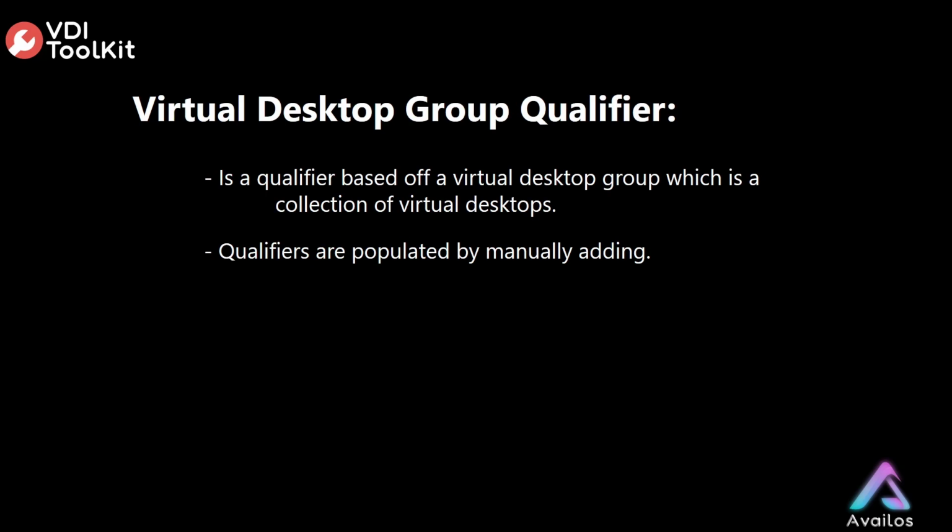Lastly, we have the virtual desktop group qualifier, which is pretty self-explanatory. It's just going to be a collection of virtual desktops. And these qualifiers are populated manually by adding. So up next, we will demonstrate how rule qualifiers work using the VDI ToolKit.